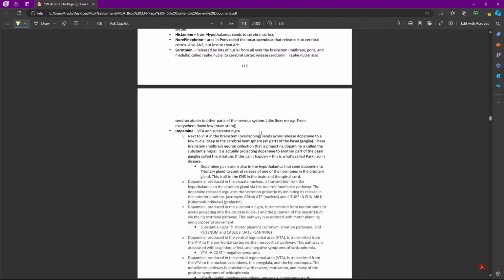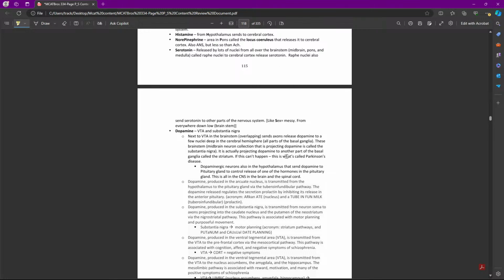So dopamine is used through nuclei in the brainstem that project to other basal ganglia called the striatum. This is what promotes Parkinson's. Makes sense, because Parkinson's is the constant shakiness promoted by this region.